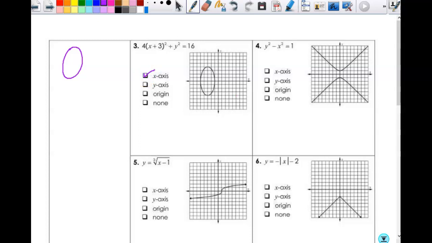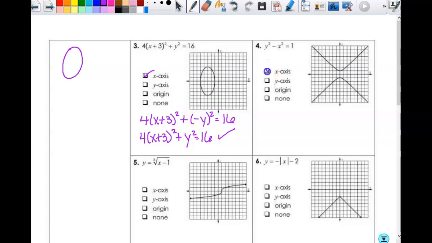So to test x-axis, we substitute in what? Negative y. So I'm going to get 4 times (x plus 3) squared plus (negative y) squared equals 16. Well, there's absolutely no need to square this out because I want it to look like that in the end, so I just rewrite that. 4 times (x plus 3) squared plus y squared equals 16, and I get equivalent equations. Okay. Everybody good?